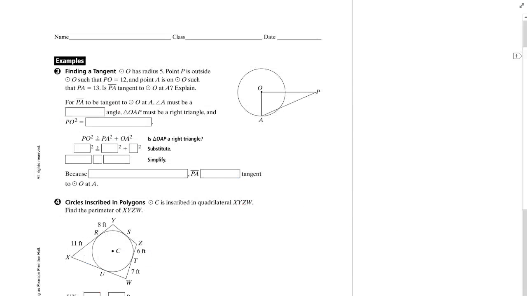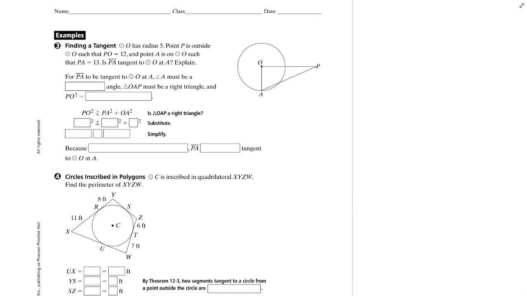Moving on to the next page. We have circle O, which has a radius of 5, so let me label that 5. And is there another radius here? Yeah, there is. From here to here, that's also 5. P is on the outside of O, so P to O is 12.